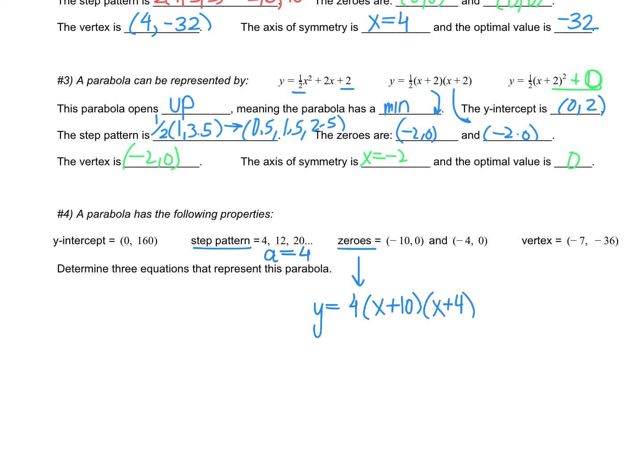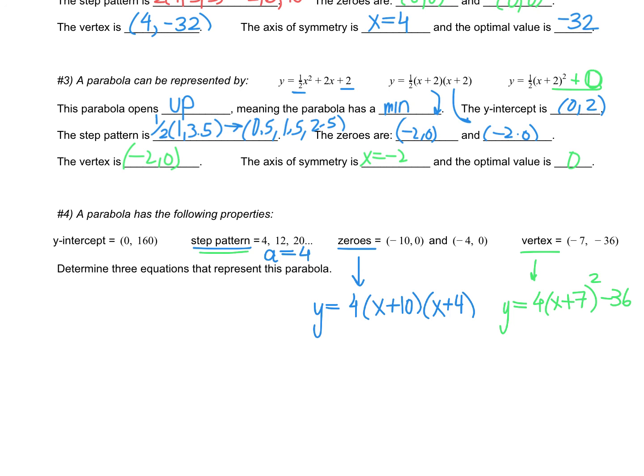So factored form, done. Vertex form, it's still the same A value, so I still care about that 4. So I'll start y equals 4, and then I know the -7 is going to go in the bracket, but it's the opposite sign. So x plus 7, and the bracket is squared, and then -36 at the end. Okay, so these two hopefully are okay. There was nothing really fancy we had to do.